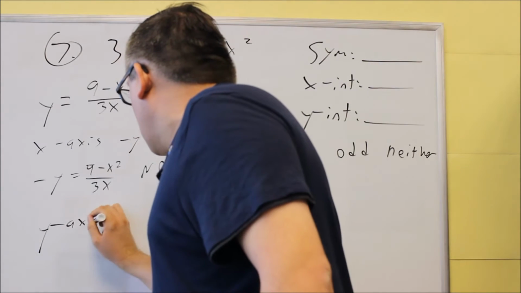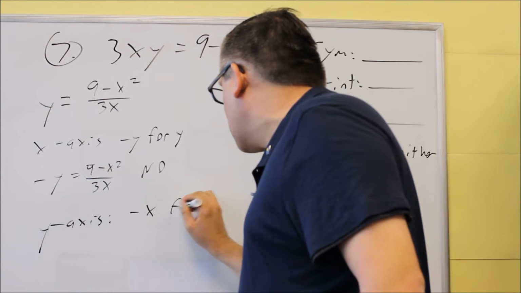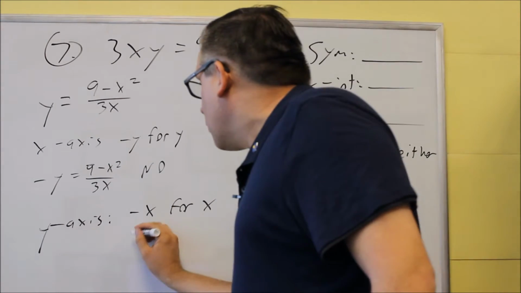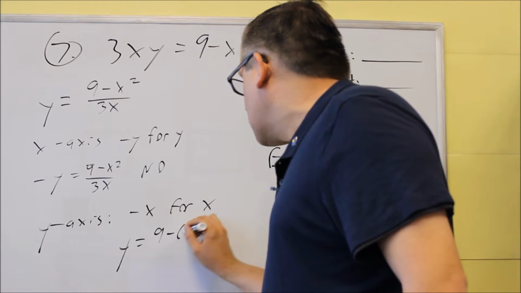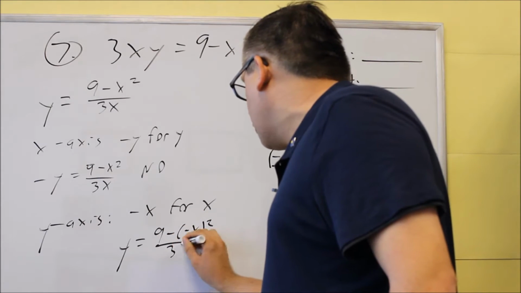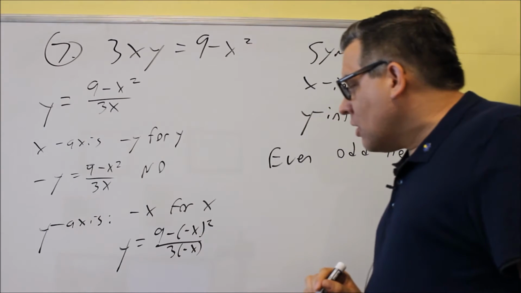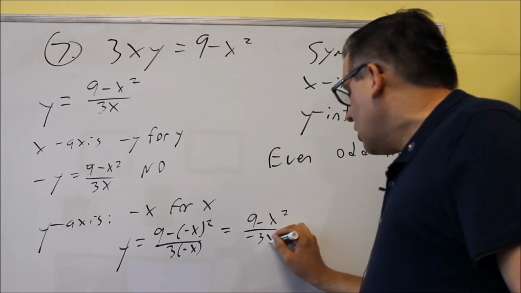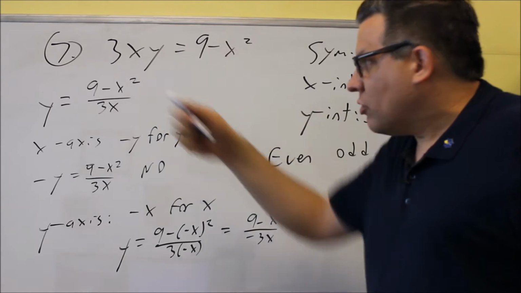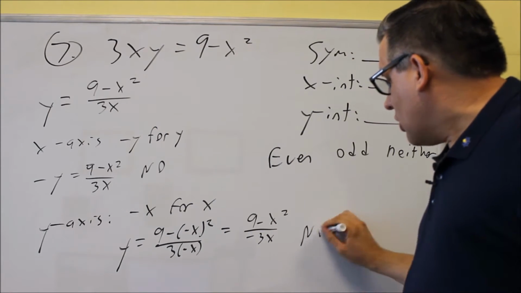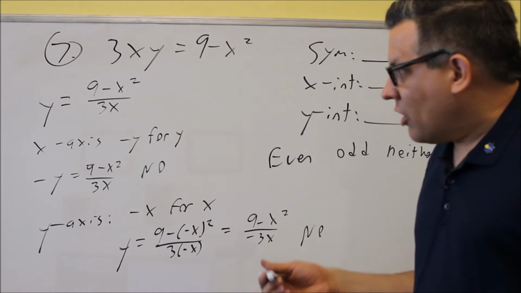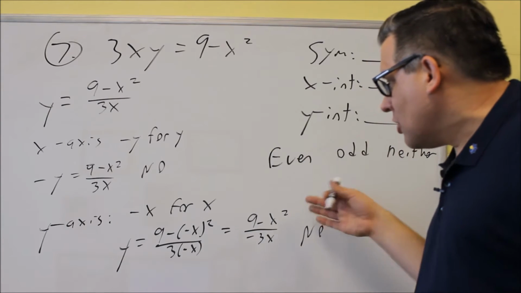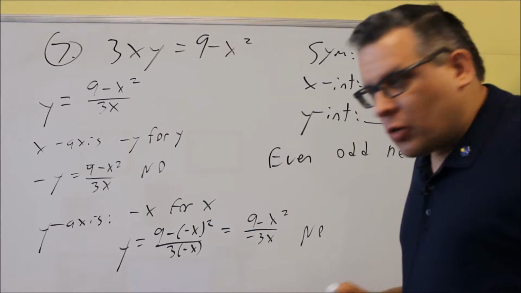Next, let's try the y-axis. Y-axis, you put in negative x for x into this one. Okay, so if we do that, we have y equals 9 minus negative x squared over 3 times negative x. And when we simplify that one, we get 9 minus x squared over negative 3x. That's not equal to the original one either. So once again, this is another one that we have to put no. So there's no x-axis symmetry and no y-axis symmetry. We did both these checks. We got no. But there's one more that we have to test.